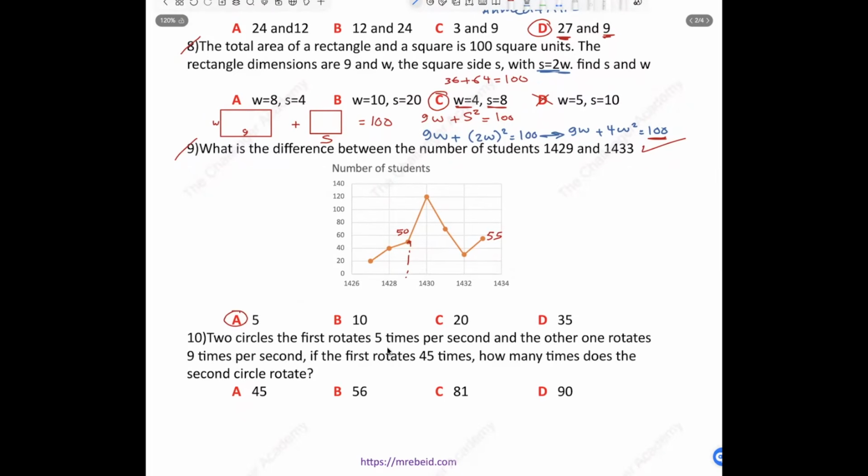Two circles: the first rotates 5 times per second, and the other rotates 9 times per second. If the first rotates 45 times, how many times does the second circle rotate? So we have a ratio. The first one is 5 times per second, and the second one 9 times per second. So the first rotates 45 times. You want to find the value of x, so use cross multiplication. Or you can say that this is 5 and this is 45. 5 times what equals 45 times 9. So you can multiply this side times 9. So 9 times 9, which equals 81. So the value of x equals 81.